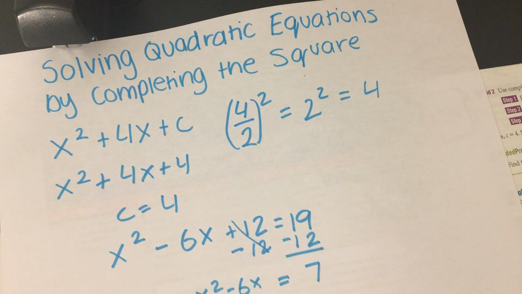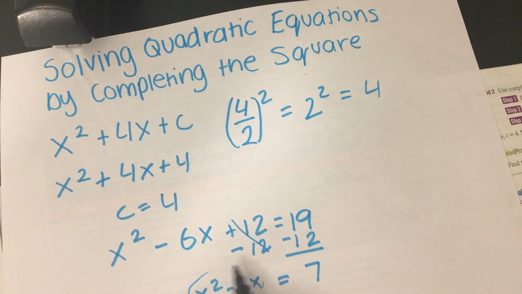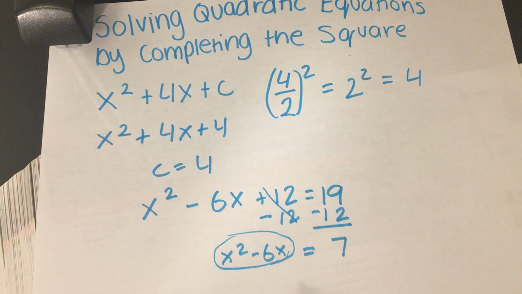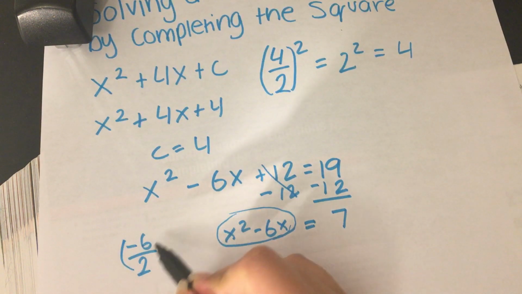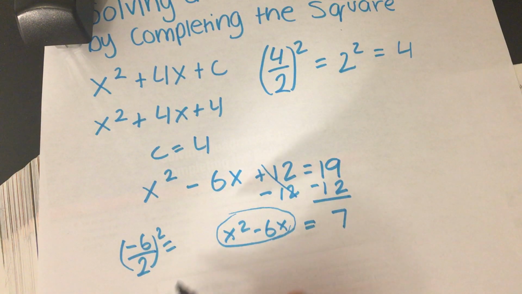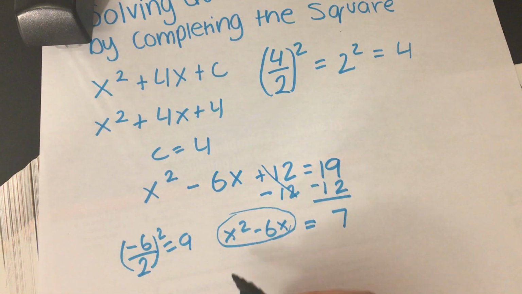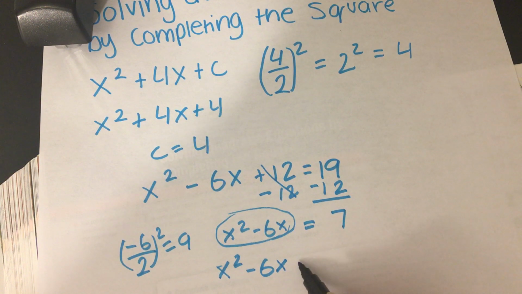Alright? So now what we need to do is we need to find c for this, so that we have x squared plus bx. We need to find a c that makes x squared minus 6x plus c a square trinomial. So we're going to use the same method I used up here. We're going to divide by 2 and square. So negative 6 divided by 2 is negative 3 squared, which is 9. So it's going to be x squared minus 6x plus 9.